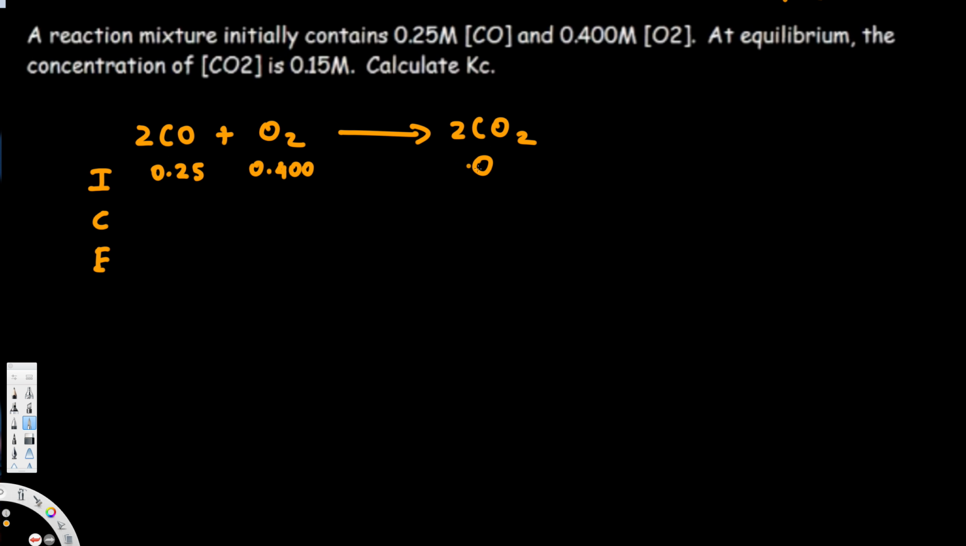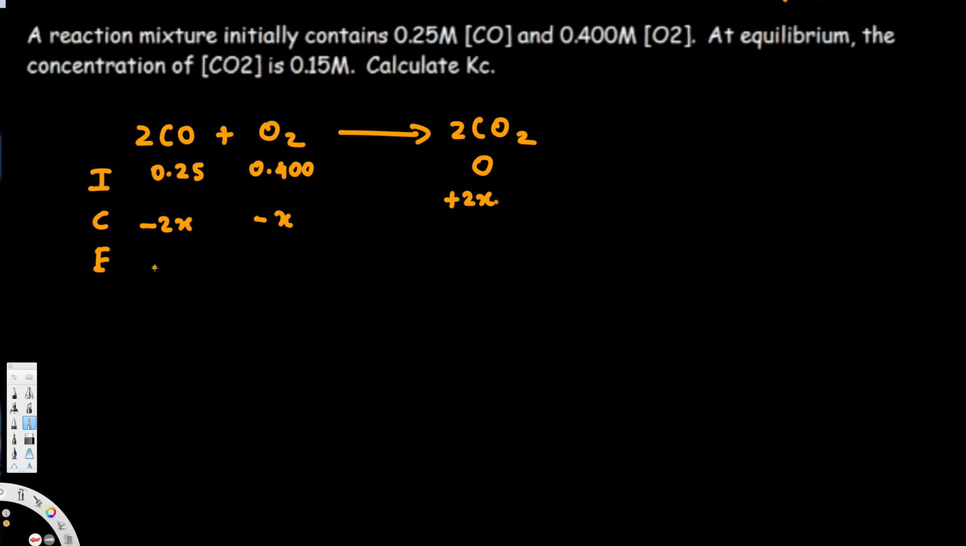So if it's shifting toward the right, in the change we are going to have plus x. Since we have 2 in front of CO2, this is going to be plus 2x, right? Now we have plus 2x, so if it's plus, these are going to be minus. We have one coefficient in front of this one, so this is going to be negative x right here, and this is going to be negative 2x.